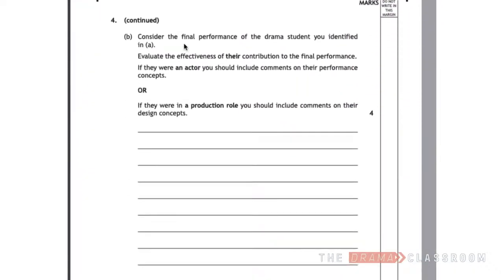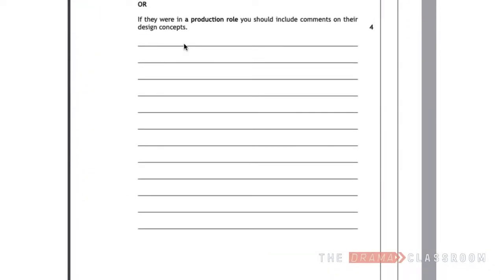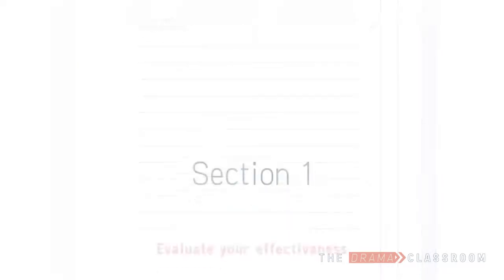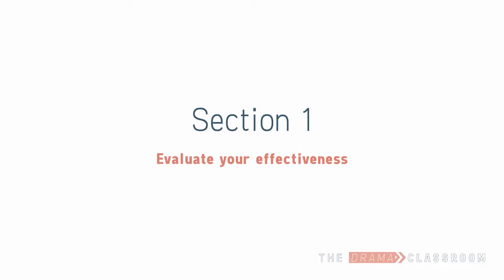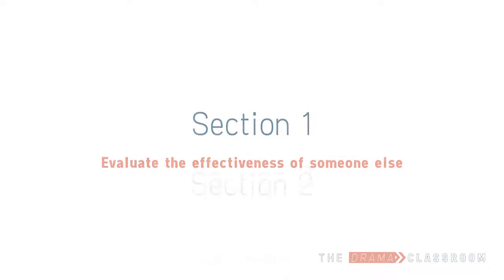And that is kind of what you do. You're evaluating a performance or a production role that you have been part of. It's important to remember that in Section 1, you're evaluating your effectiveness as well as evaluating the effectiveness of someone else, either in the group or in a production that you have seen in your class.